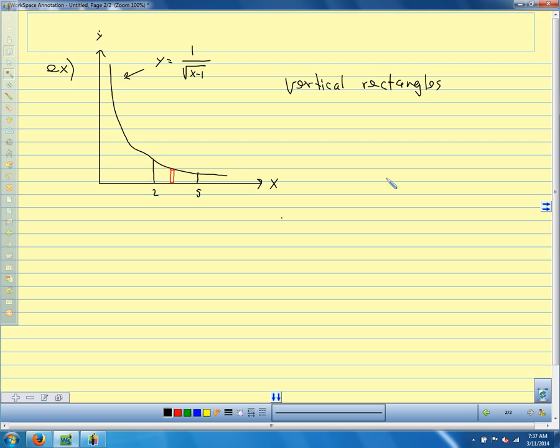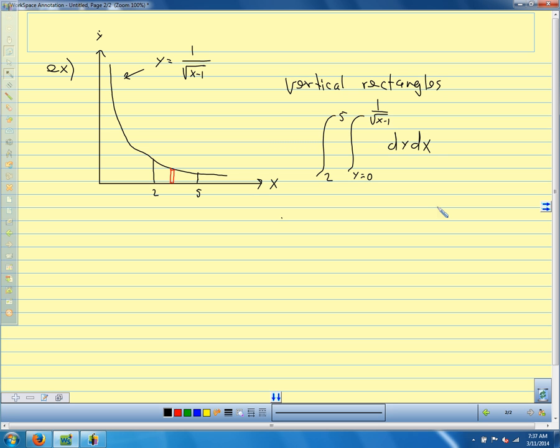It can also be helpful to label your limits of integration. So for my inner integral, we're going to say that y is going from 0 to 1 over the square root of x minus 1. And for the outer integral, x is going from 2 to 5, dy dx. And that would be our iterated integral.